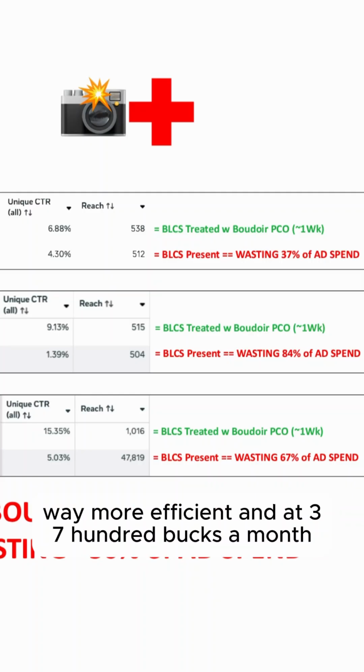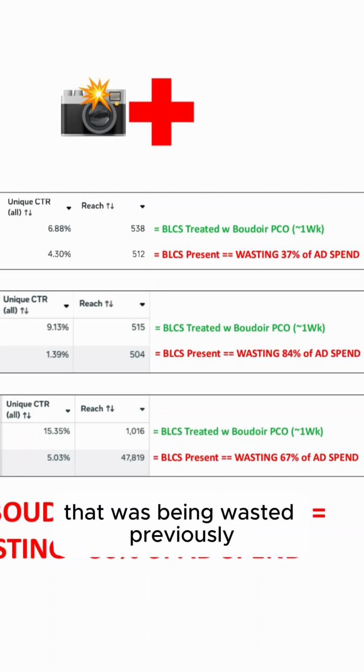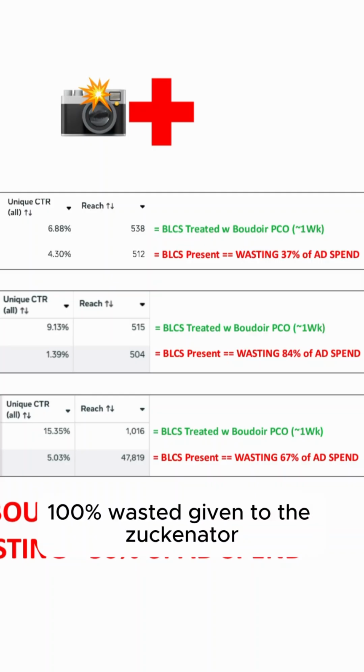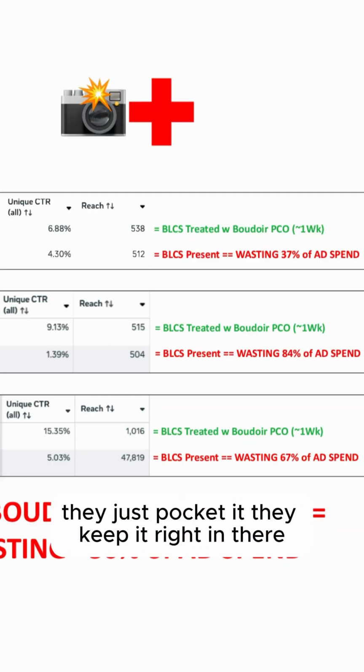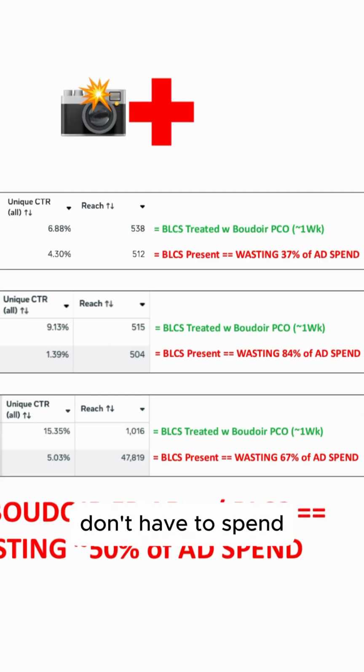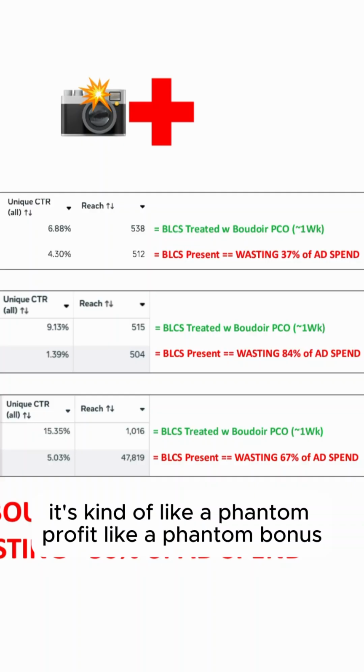And that $3,700 a month they no longer have to spend was being wasted previously, 100% wasted, given to the Zuckinator. They just pocket it, keep it right in their pocket, and they don't have to spend it. It's kind of like a phantom profit, like a phantom bonus.